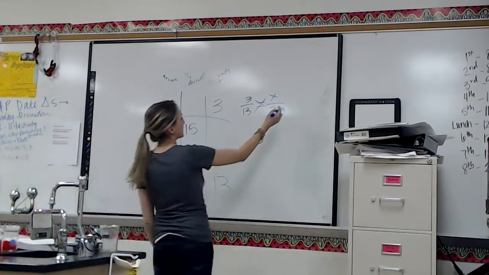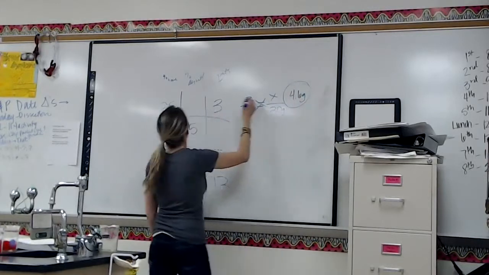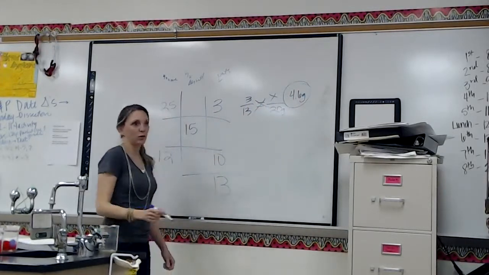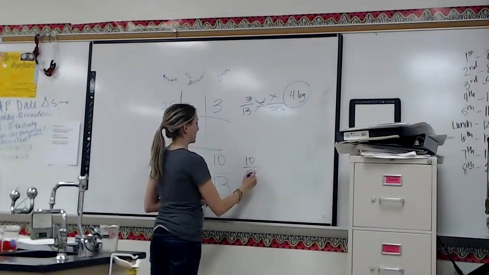4.6 is what we need, grams of our 25% ointment. Now down here, we want 10 out of 13.